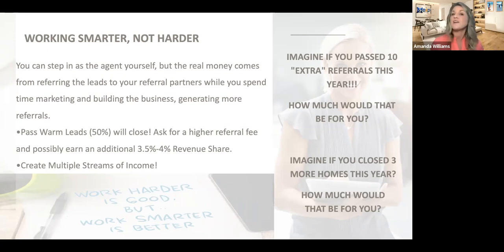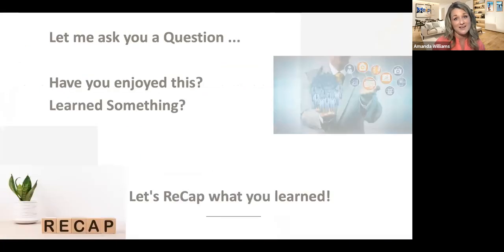I know you guys are kind of all over the place, and that could add up to a lot of money, right? How about if you just closed 3 more houses this year as a real estate agent? You just kept these leads for yourself and you closed 3 more homes this year. Again, that could be a lot of money added up for you.